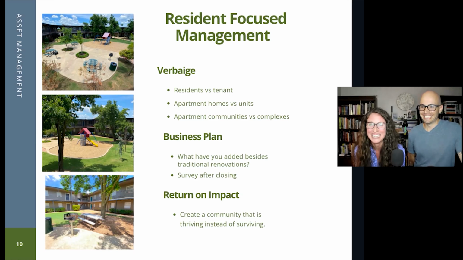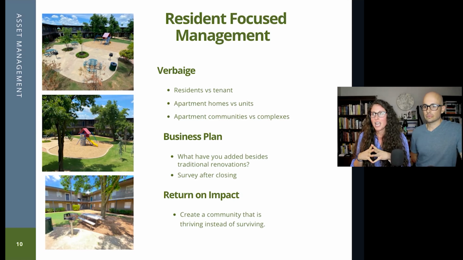There you go. And so the third thing that Michael and I really focus on is the return on impact. Just by focusing on a different ROI, whether that's adding amenities or adding those in-unit washer and dryers, you're actually going to increase the retention of the residents on the property. And that's really the most critical thing, right? As an asset manager, if you have resident retention, then you also have increased referrals coming in from your residents. And that is huge. We really focus on creating a community that is thriving instead of surviving.